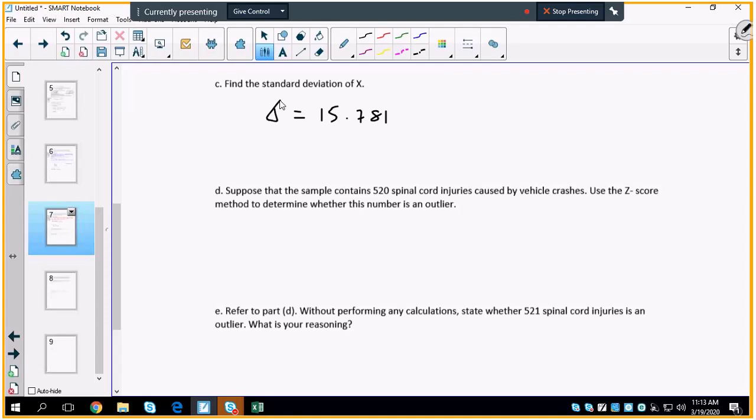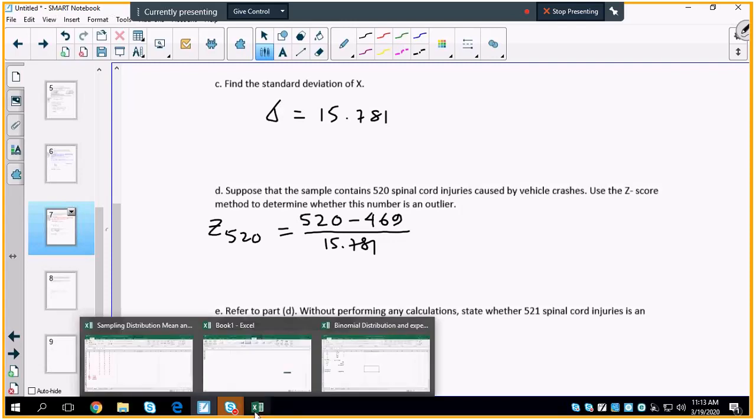Suppose that the sample contains 520 spinal cord injuries caused by vehicle crashes. Use the z-score method to determine whether this number is an outlier. So you are finding z of 520. Remember, it should be either more than 3 or less than -3. So the raw score is 520, the mean is 469, and the standard deviation is 15.781. And I'm trying to find if this number is going to be an outlier.